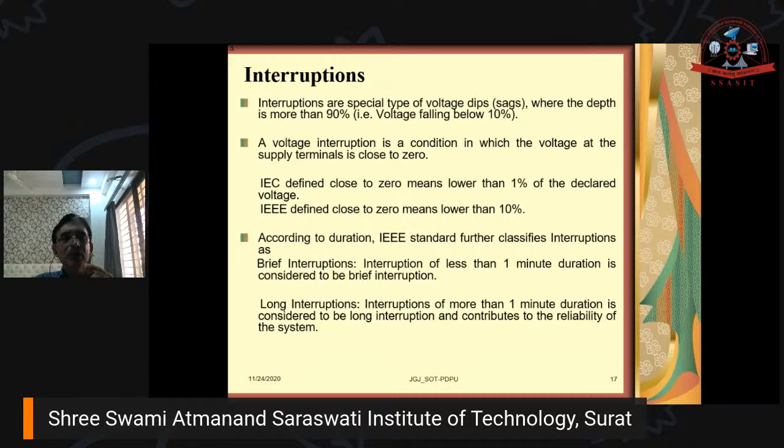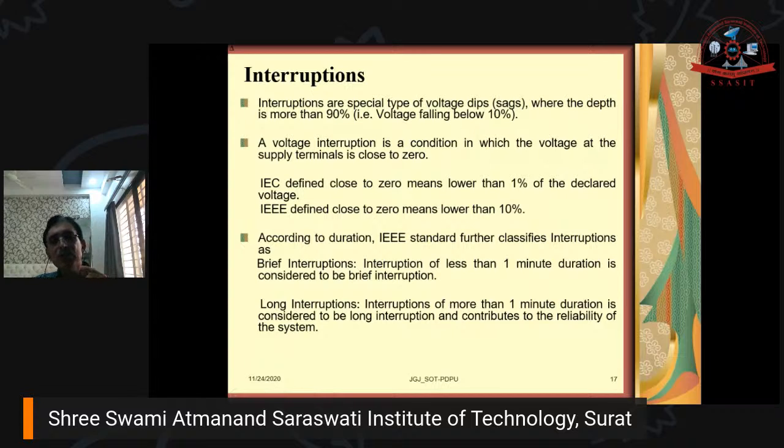What are interruptions? Interruptions are a special type of voltage dip or sag, that is, a reduction in voltage, where the remaining voltage is less than 10% of the normal working voltage. So interruptions are special type of voltage dips where the depth is more than 90%. What does depth mean? It is delta V, the magnitude. If the depth is more than 90%, then it is called interruption. That means the voltage falls below 10%.